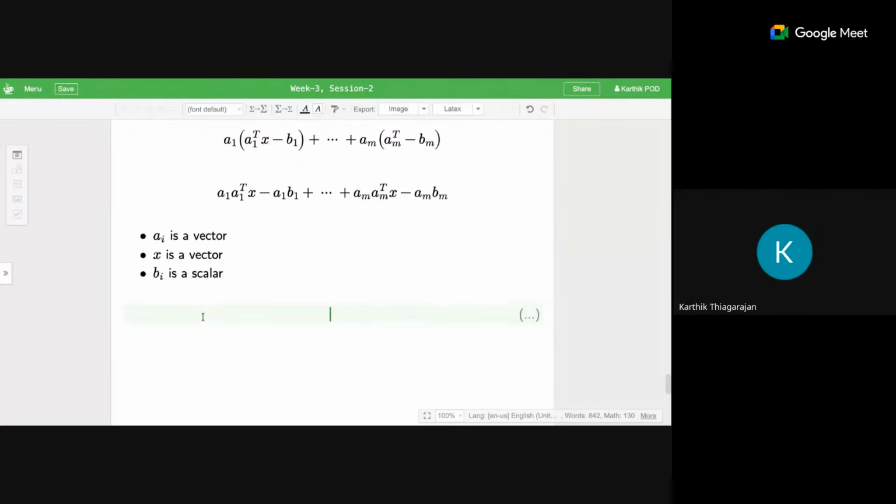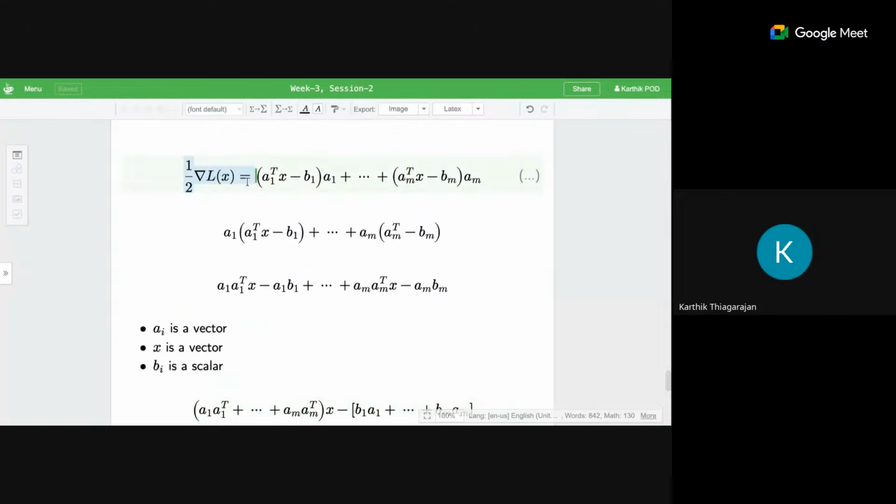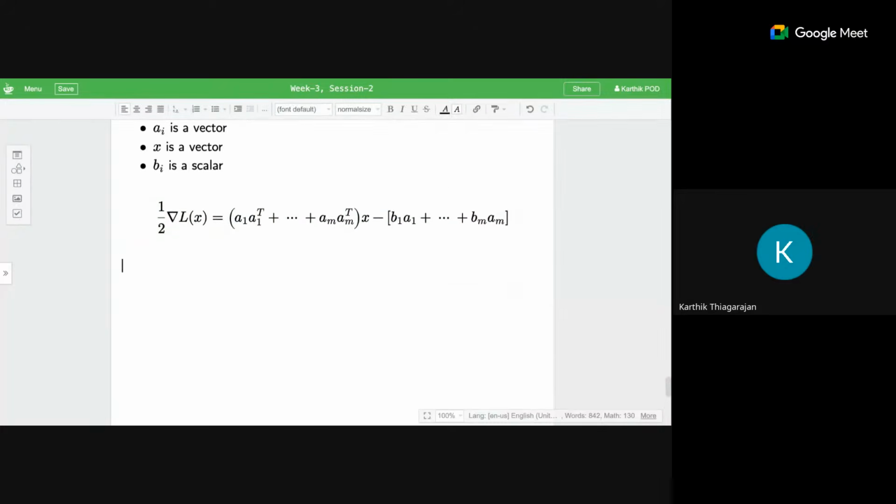If you take x common, then what does this become? This becomes (a1 transpose plus all the way till am transpose), whole thing into x, minus, this is just a1 b1, or I'll call this b1 a1, and you will see why this is useful, and bm am. So I've just divided it into two parts. All this is the gradient, or half the gradient, but as I told you, the half doesn't matter.